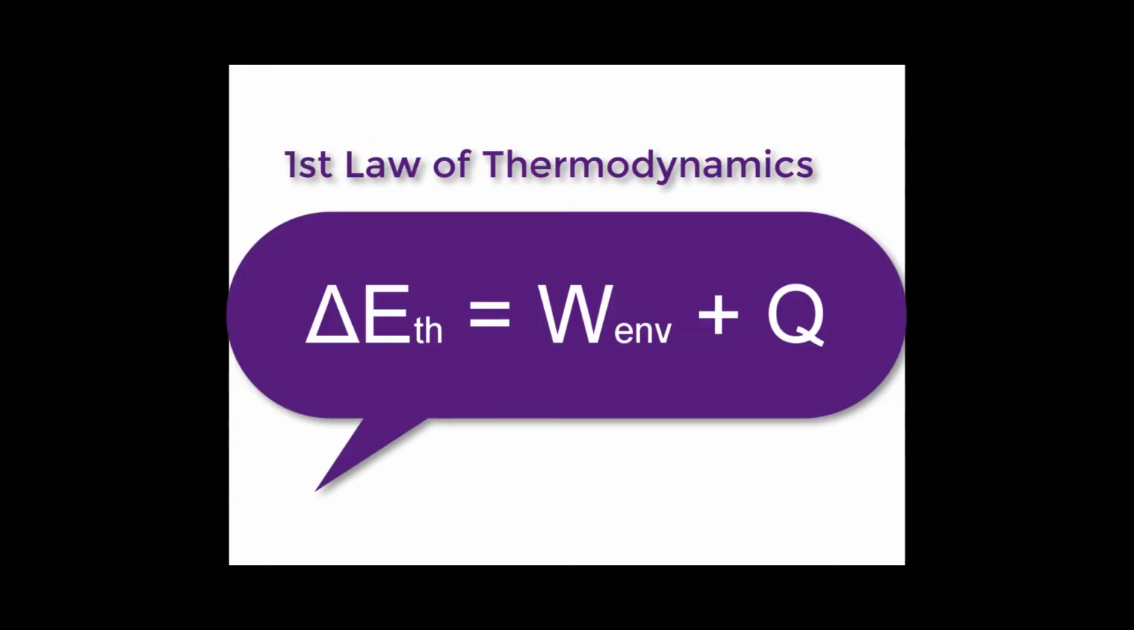The first law says change in thermal energy is going to be equal to work done by the environment plus heat. And you can change the sign of the work if you talk about the work done by the system, and then it just becomes negative, okay? The second law of thermodynamics has to do with entropy, and we'll address it in this chapter.